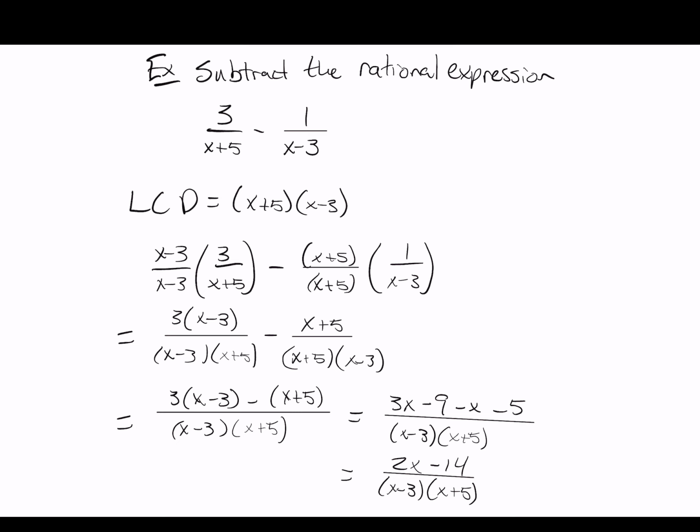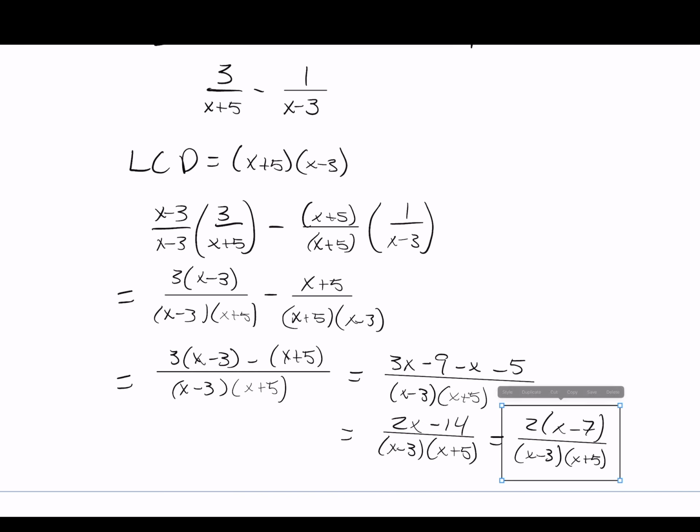And then we can factor out a 2 in the numerator, and we're left with x minus 7. 2 times the quantity x minus 7 over x minus 3 times x plus 5, which is our fully simplified answer there. See if I can draw a better box. And that is our answer. Now we've multiplied, divided, added and subtracted rational expressions.